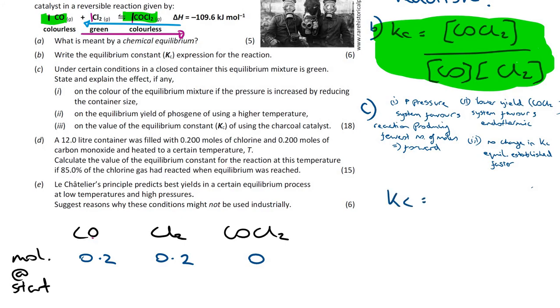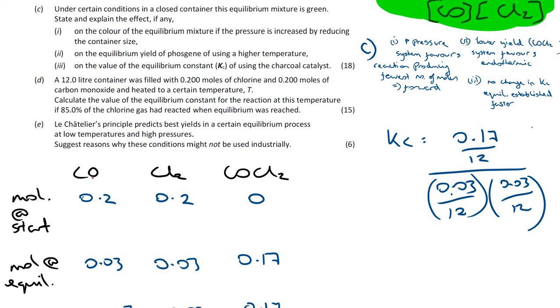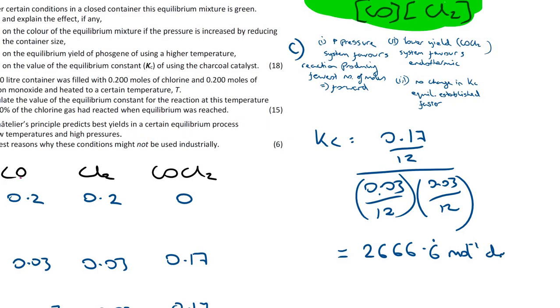So Kc is equal to 0.17 over 12 divided by 0.03 over 12 times 0.03 over 12. Putting that into the calculator, I have a figure of 2666.6 recurring. You're not asked to leave it to any decimal places. Now, the units. If you're looking at units for Kc, we've got concentration divided by concentration times concentration. So the units are actually going to be mol^-1 dm^3.